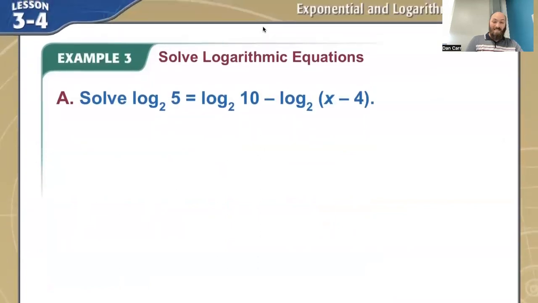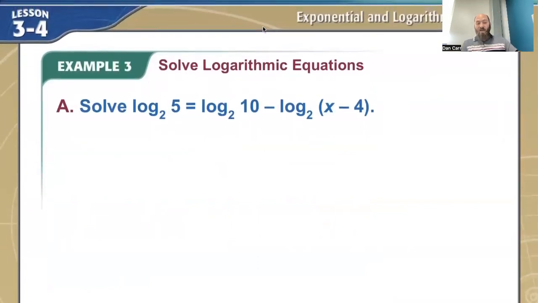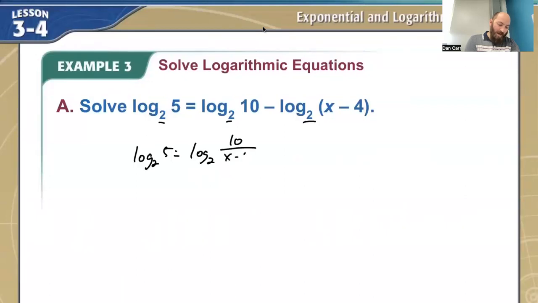So that's what we're going to look at here for our logarithms. The way it's written, log base 2 of 5 equals log base 2 of 10 minus log base 2 of x minus 4. It's a little bit awkward, but notice how they're all base 2s. So I'm going to condense the right side down first. That turns into log base 2 of 10 divided by x minus 4.